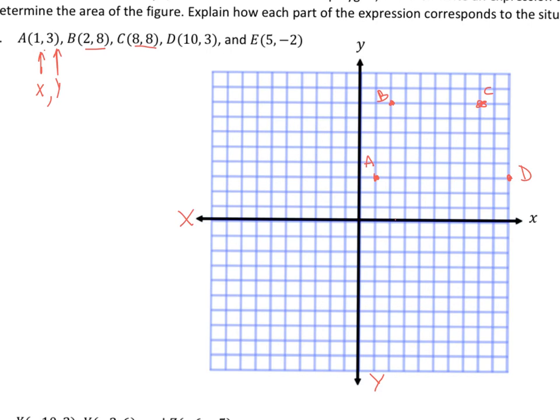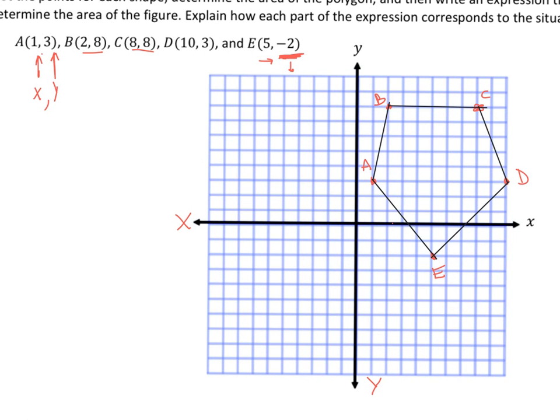So this is the first one that's not going to be in the first quadrant, because the negative for the Y means I'm going down, and the positive 5 means I'm going to start on the X, go to the right. So I'll count over 5, and then I'm going to go down 2, which is going to put me right about there. So that's E. Now what I want to do is connect this to create my polygon. So there's my figure there.